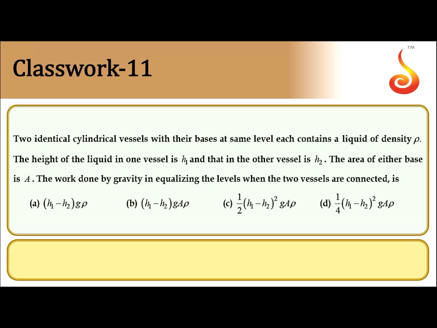Two identical cylindrical vessels with their bases at the same level each contain a liquid of density rho. The height of the liquid in one vessel is h1 and that in the other vessel is h2. The area of either base is A. The work done by gravity in equalizing the levels when the two vessels are connected is. Okay. So we can show the construction.